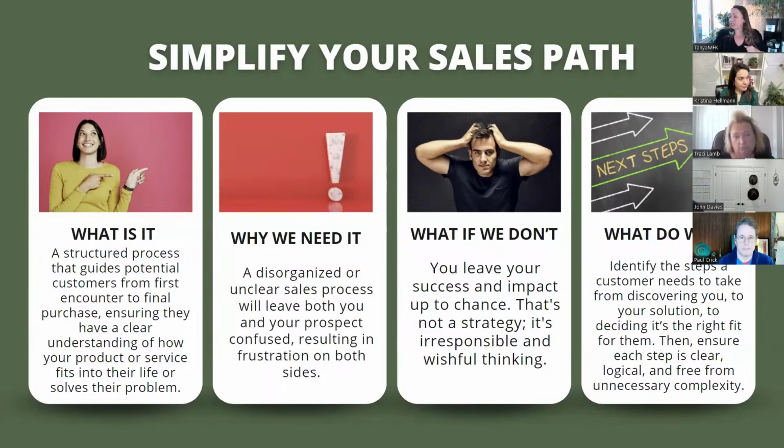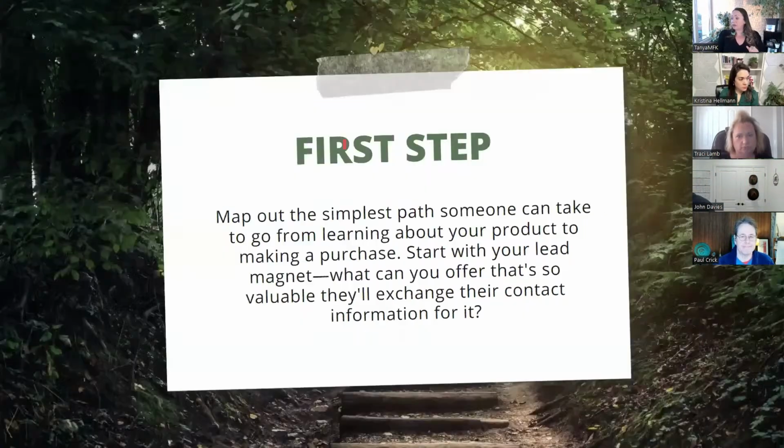So what do we have to have figured out? Identify the steps a customer needs to take from discovering you to deciding if it's right for them. You're not there to convince them to buy. You're there to help them decide if it's right for them to purchase, right? A right fit for them, not to make them buy. And then you make sure each step is clear, logical, and free from any unnecessary complexity. It's really just about writing it down.